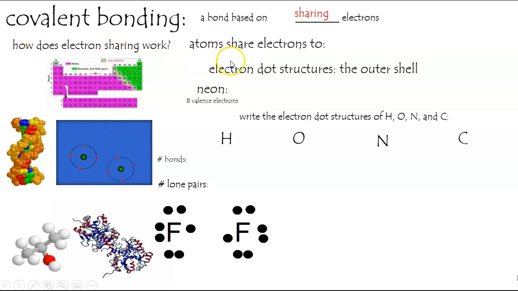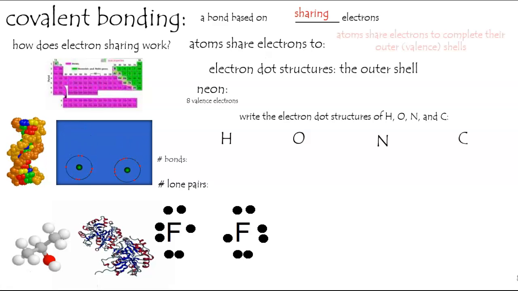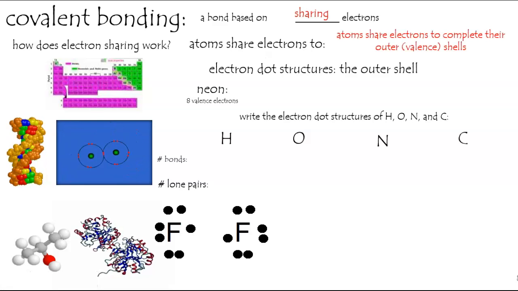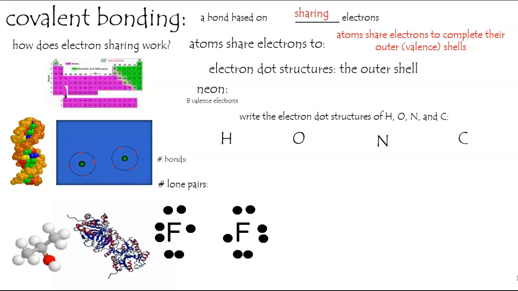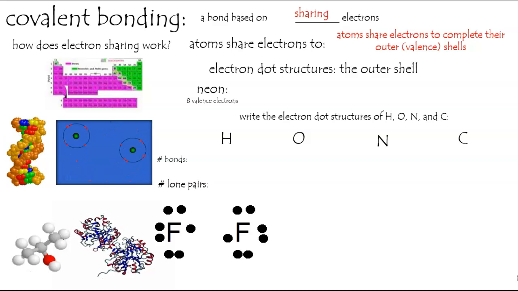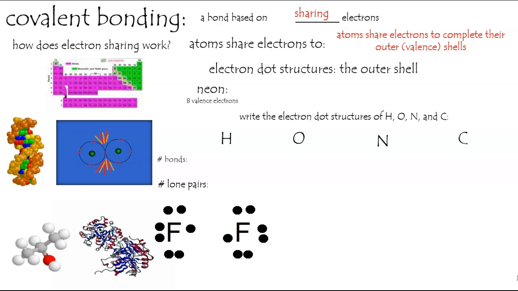Well, how does this sharing work? Why would they do that? Well, just like with ionic bonding, they're sharing electrons to obtain those full outer shells, which in almost all cases is 8 valence electrons. They don't have them, and they need them.